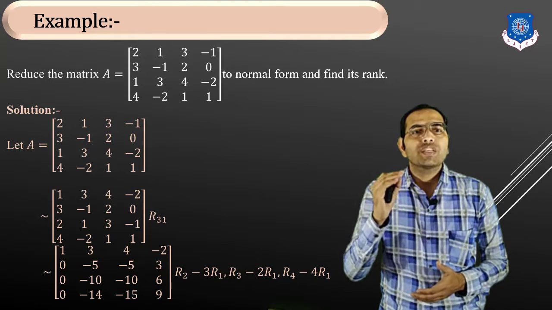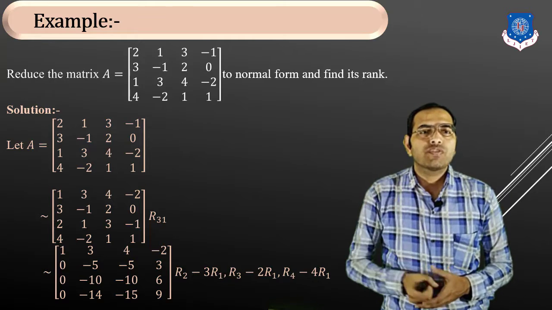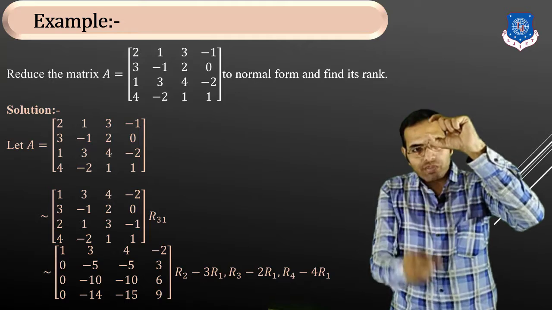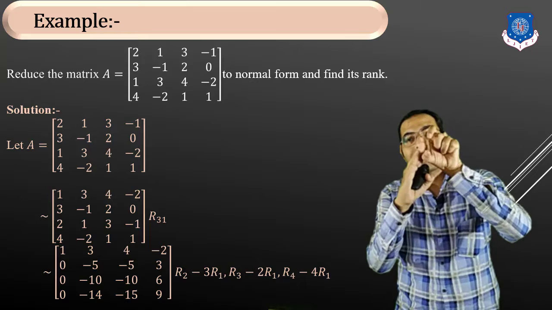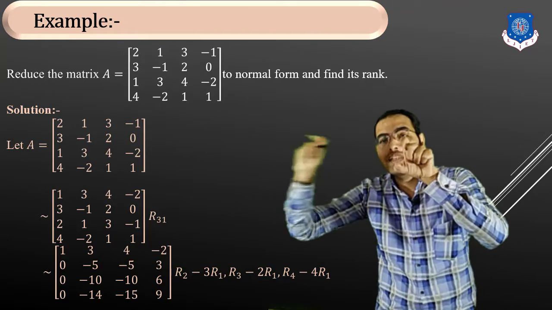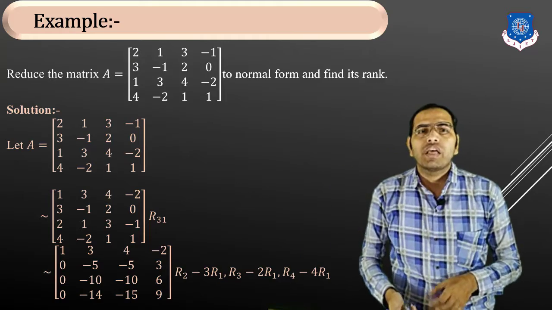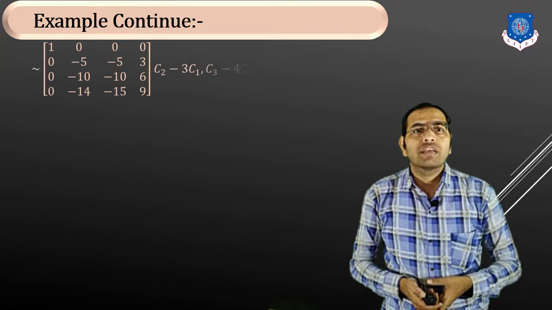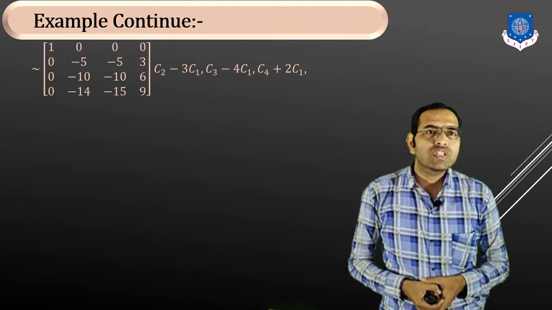1, 3, 4, minus 2, 0, minus 5, minus 5, 3, 0, minus 10, minus 10, 6, 0, minus 14, minus 15, 9. Now, for the first leading element 1, the bottom entries are 0. Now, with the help of that leading element, make the side entries 0. For that, we apply the column operation, which is C2 minus 3C1, C3 minus 4C1, C4 plus 2C1.